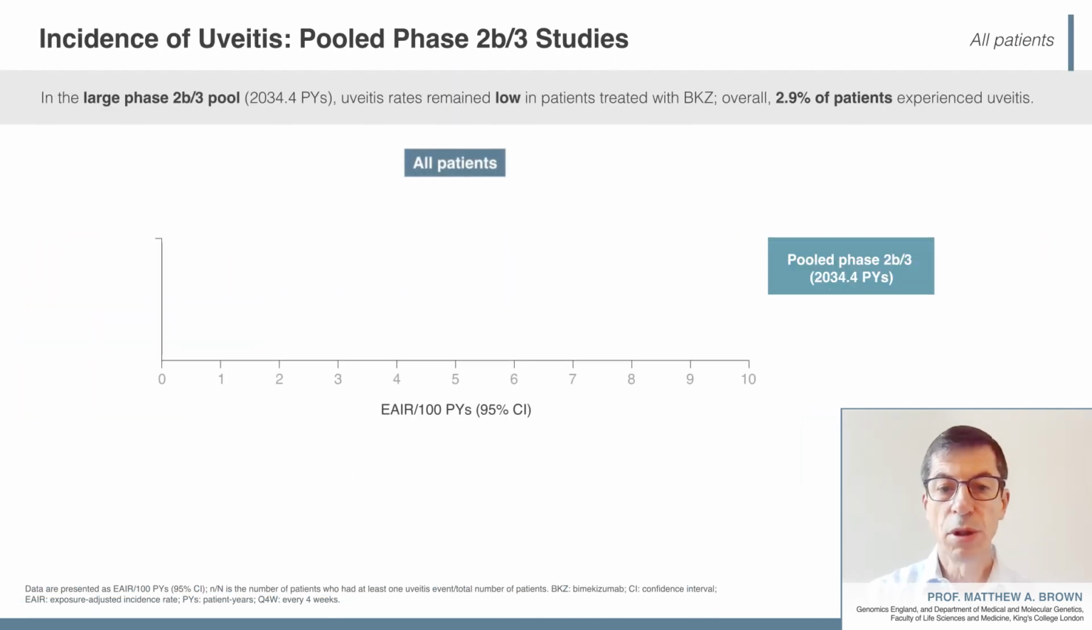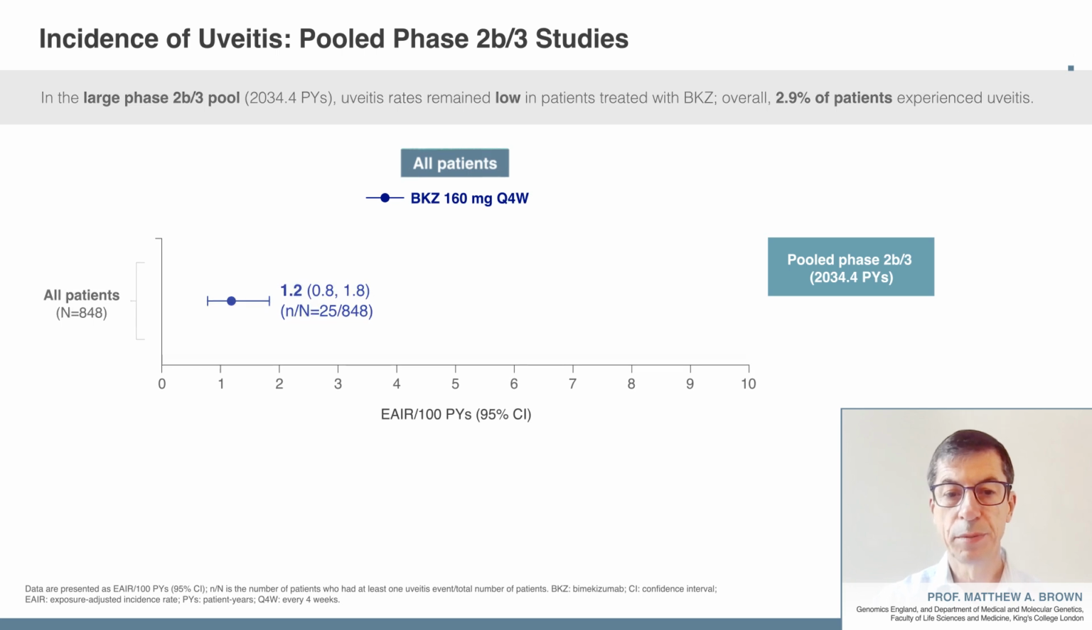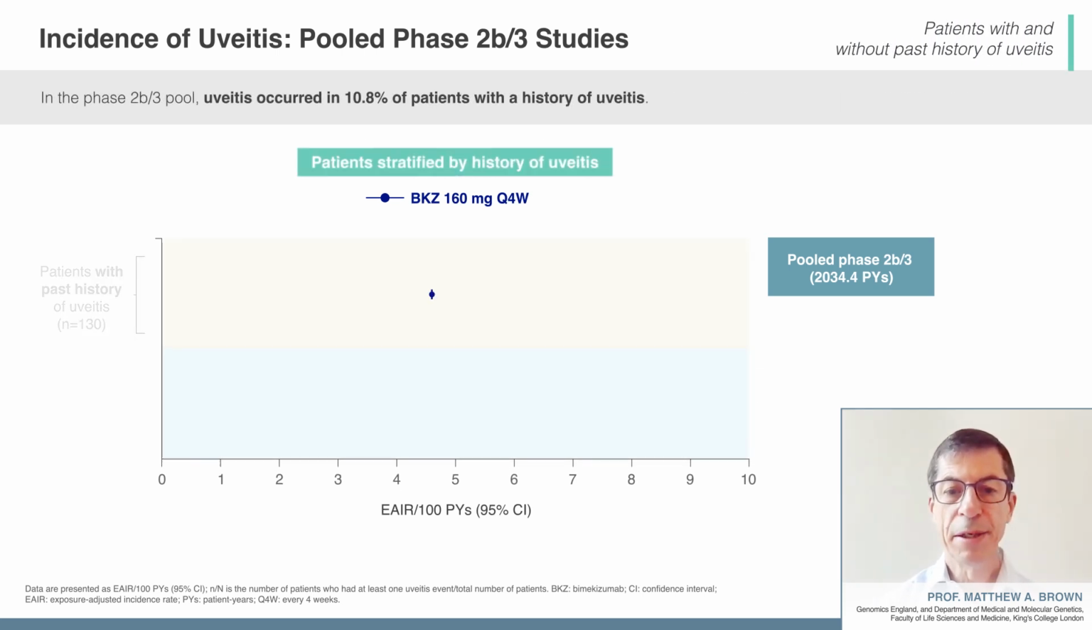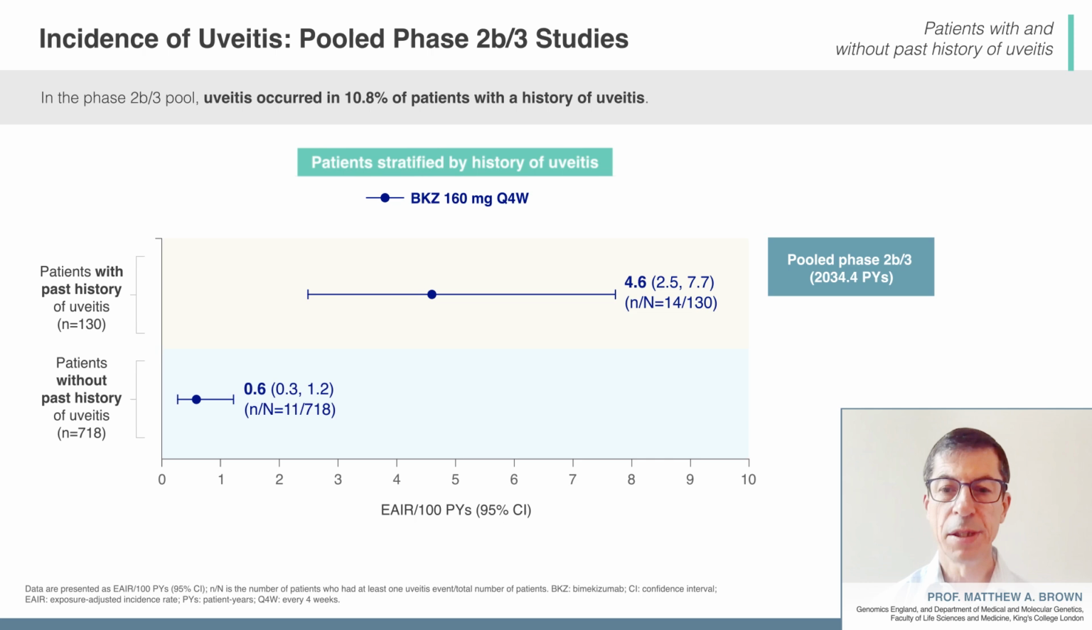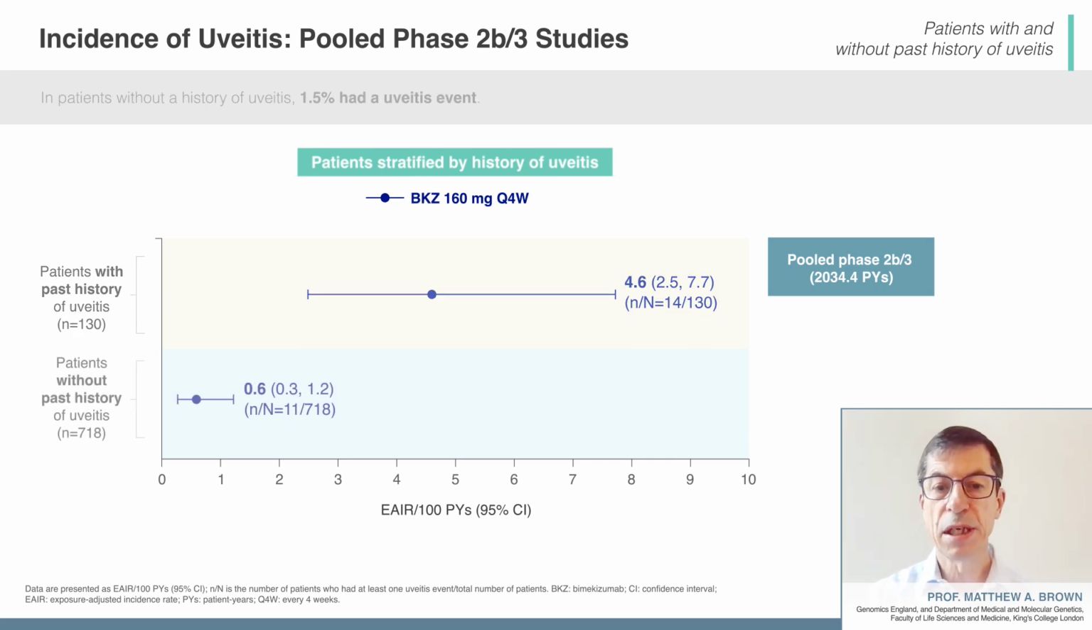In the large long-term phase 2b and 3 study pool of 848 patients treated with Bimekizumab, spanning 2,034 patient years, overall uveitis rates remained low, with an incidence of 1.2 per 100 patient years. Looking at the phase 2b and 3 study pool by past history of uveitis, the incidence of uveitis in patients treated with Bimekizumab with a past history of uveitis was 4.6 per 100 patient years. The incidence of uveitis in patients treated with Bimekizumab without a past history was much lower, at 0.6 per 100 patient years.